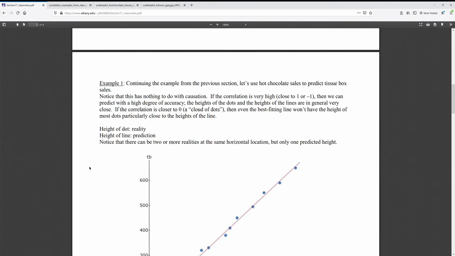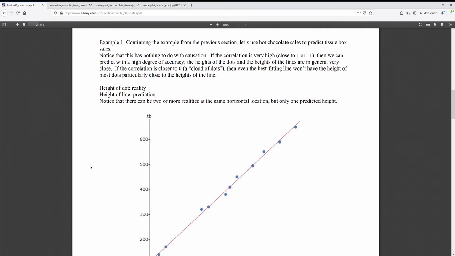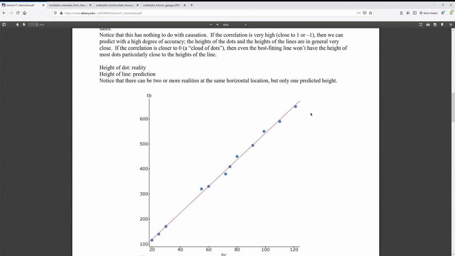Notice that this has nothing to do with causation, as we talked about. If the correlation is very high, very close to 1, then we can predict with a very high degree of accuracy. Strictly speaking, the predictions will be very close for the dots we happen to have. And we make the mental leap that the predictions are probably better than they would otherwise be for other locations as well. But we'll talk about that later.